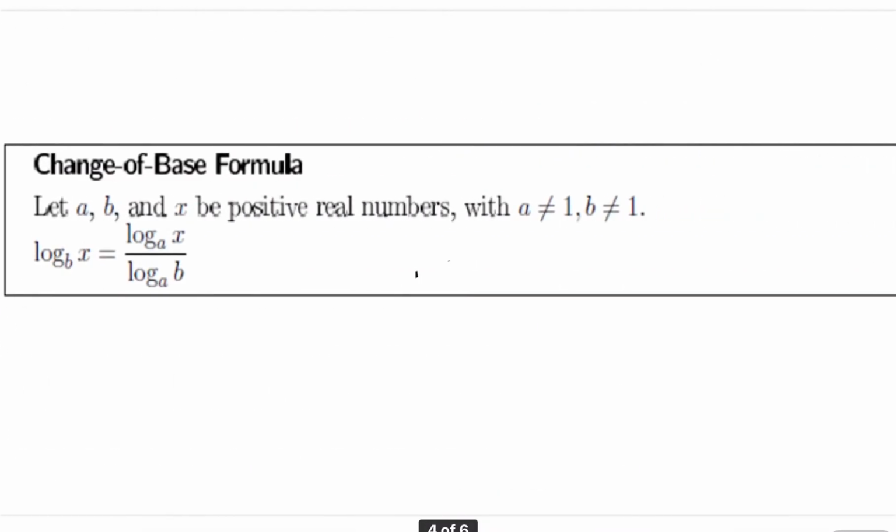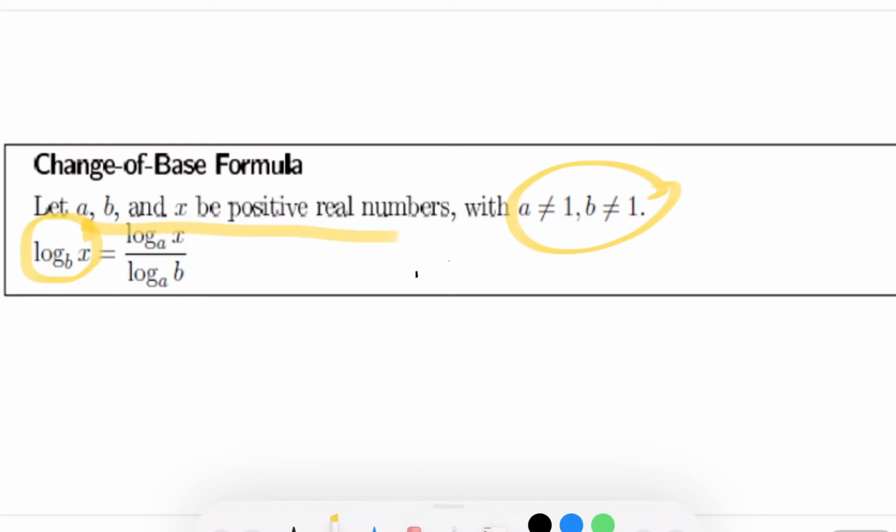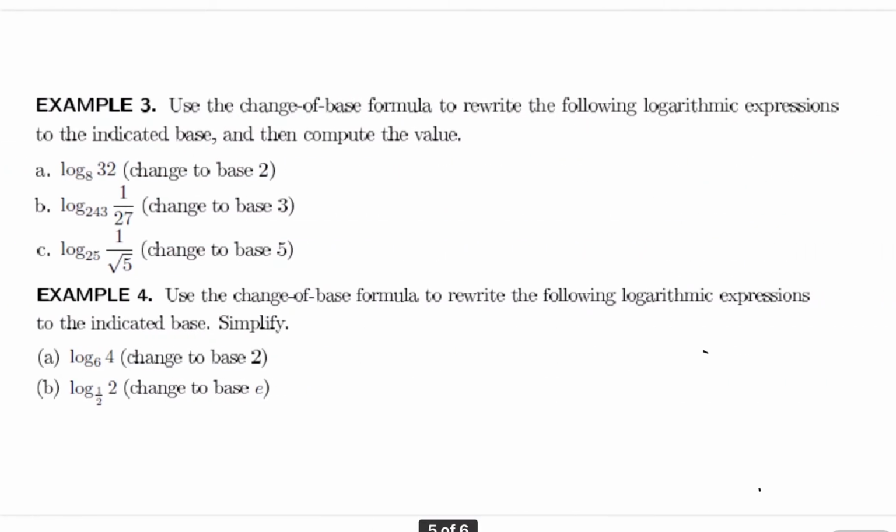Next, let's go to the change base formula. So let a, b, and x be positive real numbers with these properties, since our a and b are bases. Now in this form, if you're given a specified new base, say a, then we can separate x and b in this form: log of x base a divided by log of b base a, like this. So let's just apply that one.